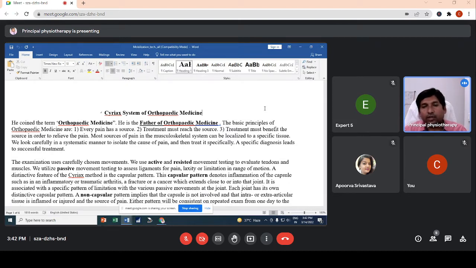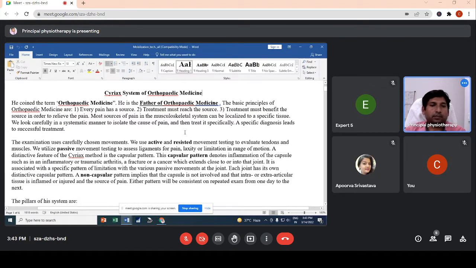And third, treatment must benefit the source in order to relieve the pain. Means if you are applying some treatment and it reaches the root level of the cause of the problem, your treatment must be effective so that it can benefit in relieving the pain. Most sources of pain in the musculoskeletal system can be localized to a specific tissue, and you must examine carefully in a systematic manner to isolate the cause of pain and then treat it specifically. A specific diagnosis leads to successful treatment.